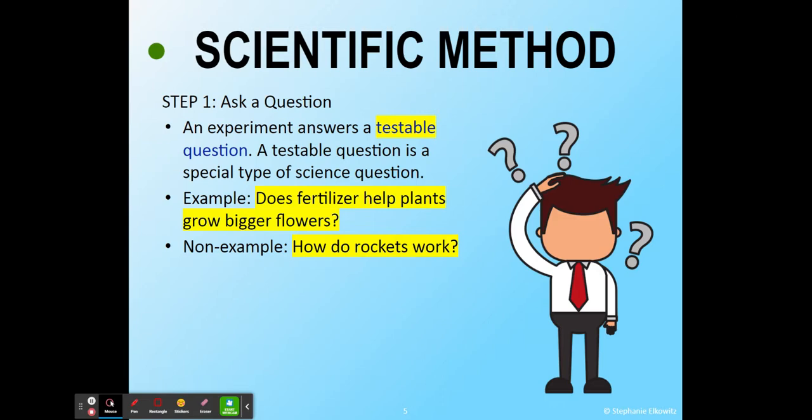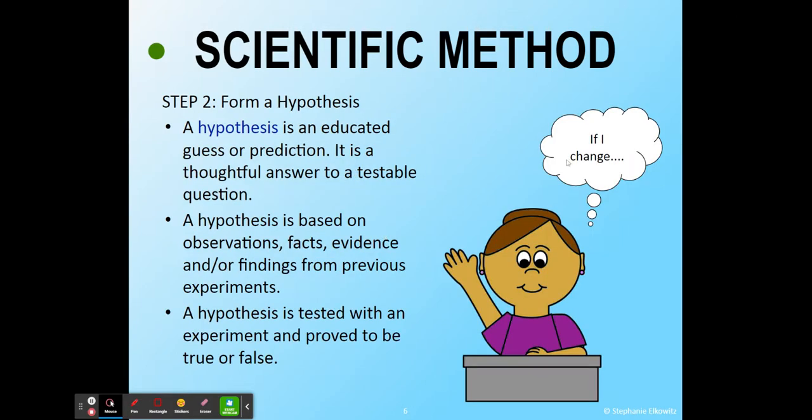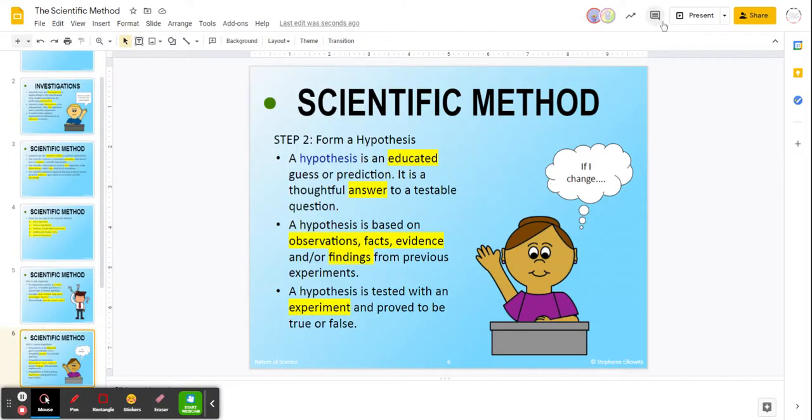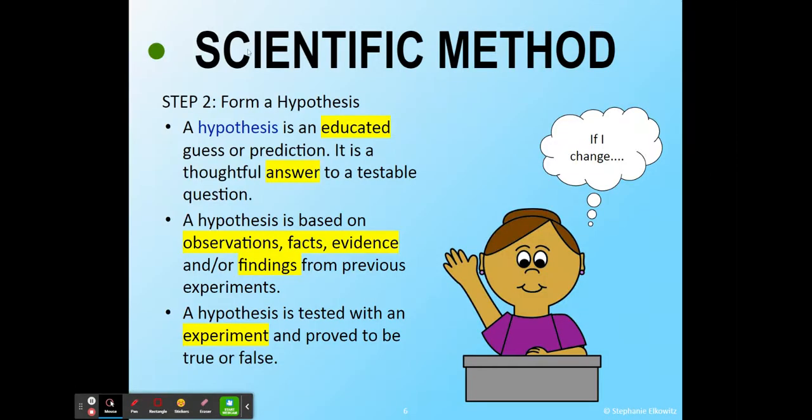All right, guys, let's go ahead and go to our next slide. So step 2 is form a hypothesis. Sorry. I thought I fixed this. Here we go. So when we form a hypothesis, there's a specific way we do this. A hypothesis is an educated guess or prediction of the answer to the question. So this is a thoughtful answer to a testable question, right?